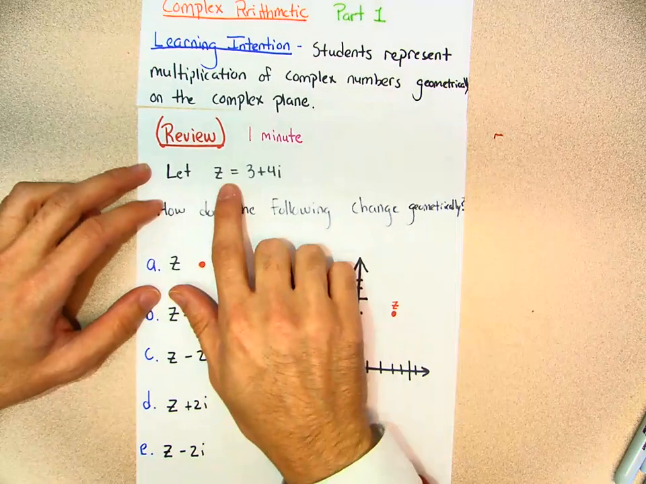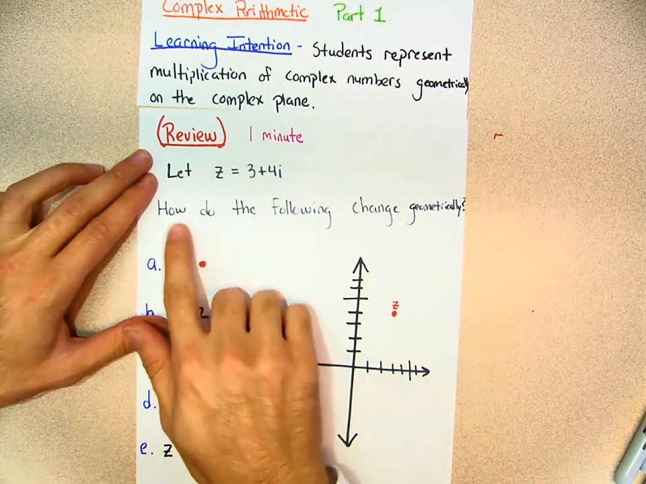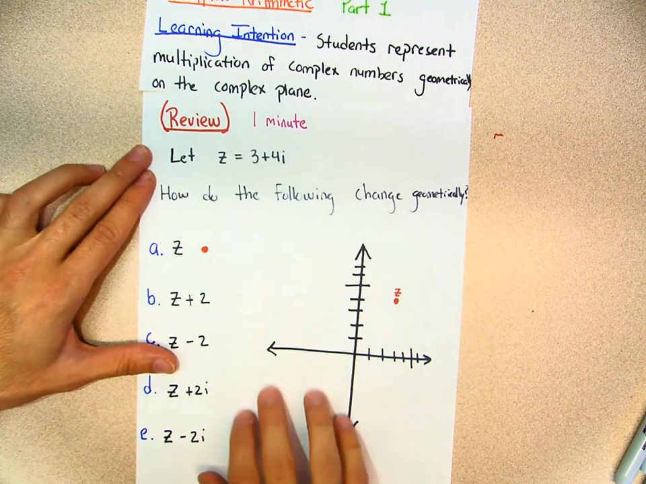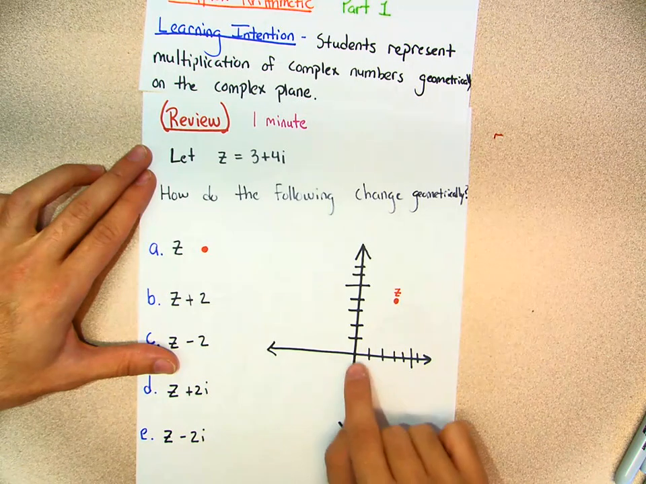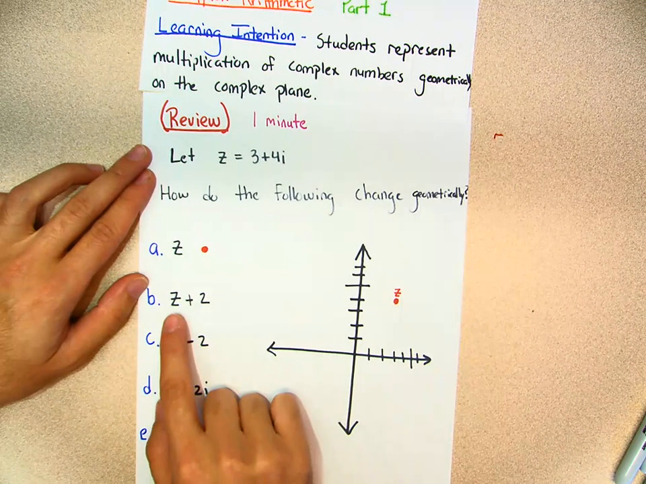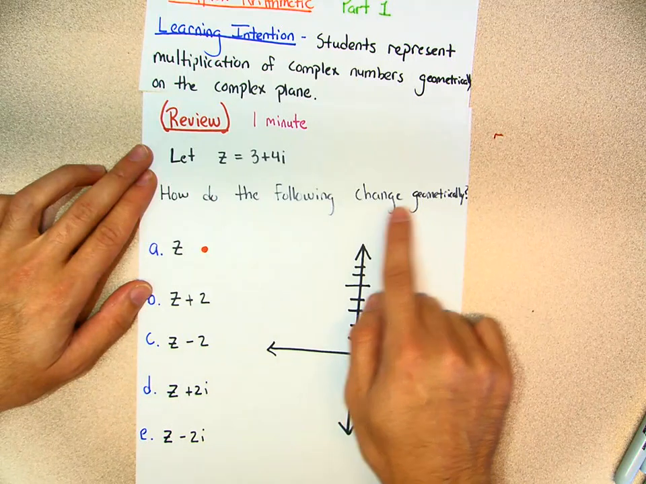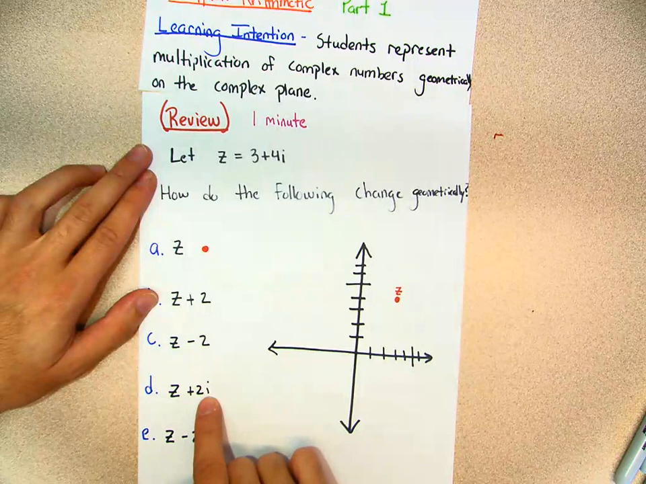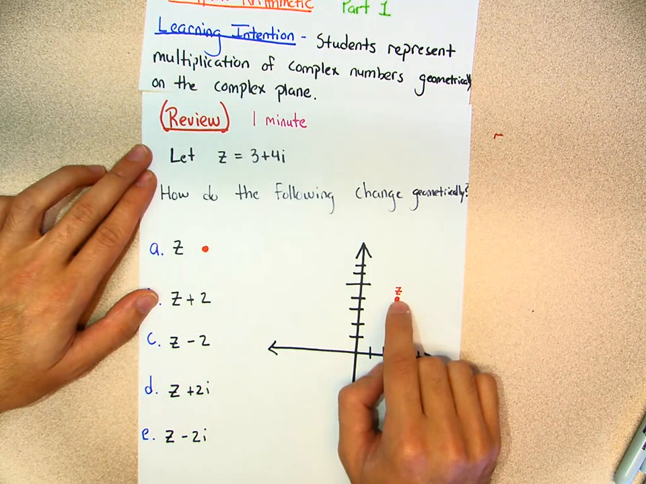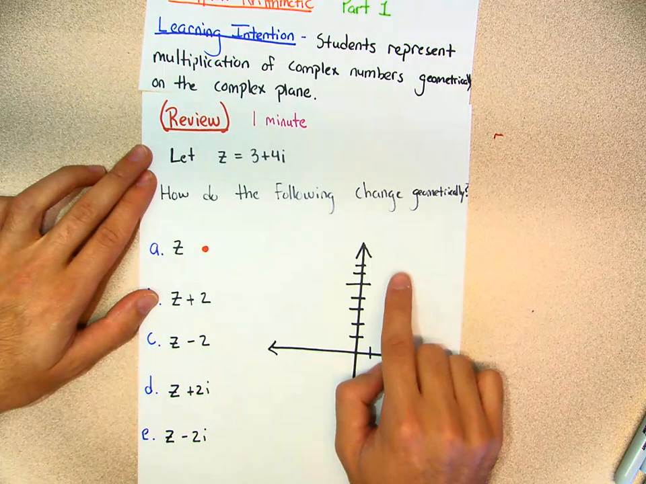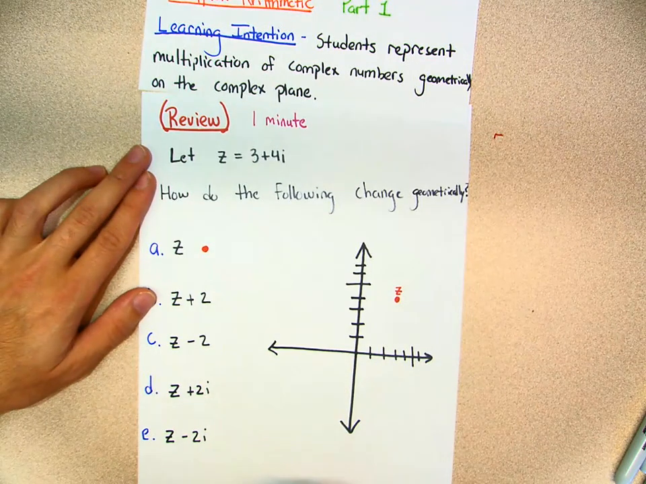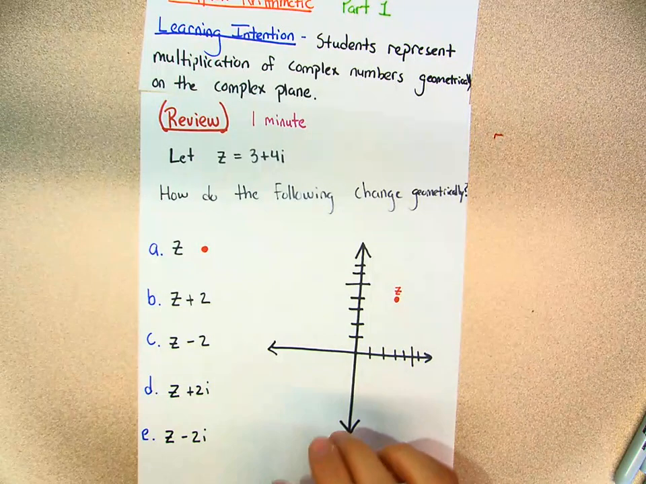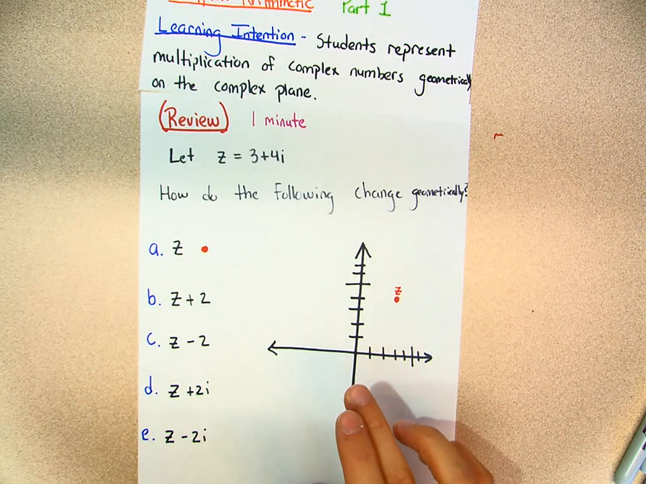Let z equal our favorite complex number, 3 plus 4i. How do the following change geometrically? So here, just take 2 seconds to do this. If I have z, which is here, which is 3 plus 4i, if I add 2, how does it change geometrically? If I subtract 2, how does it change geometrically? If I add 2i, if I subtract 2i, how does this point z move when I am performing these operations? Okie dokie, just take like a minute, just do the algebra, put the points, and we'll go through it, okay? Pause the video.